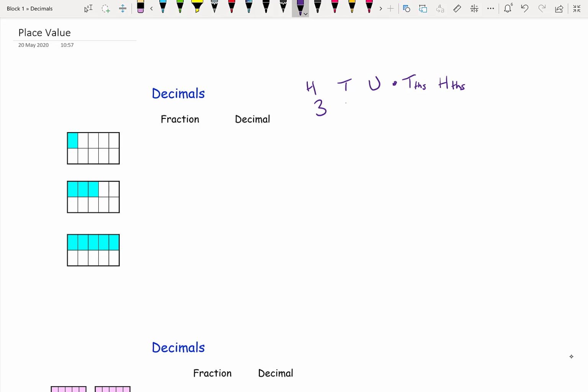You know, we could have 321.45. Okay, that kind of idea. What we want to try and do here is make sure that we're happy with where all these things come from and that we can deal with things beyond the decimal point.